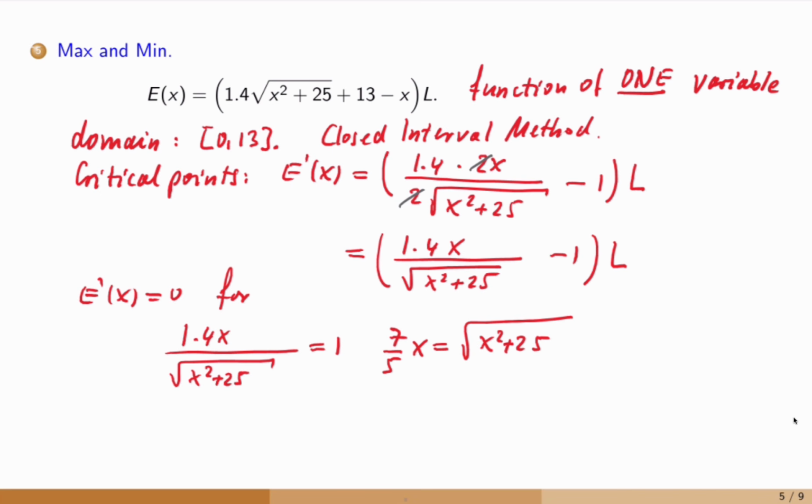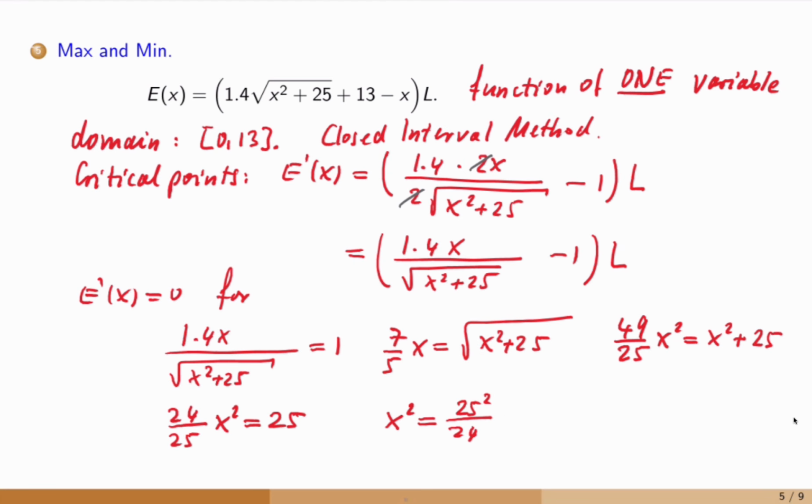So I square the equation, and then I get 49 divided by 25 x squared equals x squared plus 25. Then I bring the x squares on the same side. So 1x squared is the same as 25 divided by 25, and so I get 49 minus 25, which is 24. So I get 24 over 25 x squared equals 25. And then I can solve this for x squared. Then I get x squared is 25 squared divided by 24.